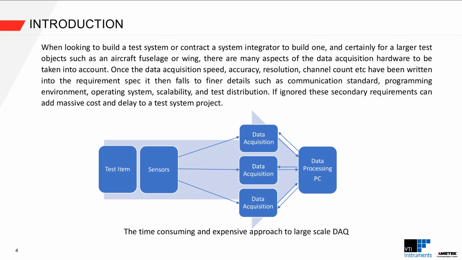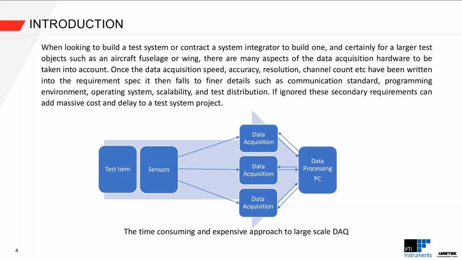Usually a system spec is developed for your test system, and it normally comprises things like what sort of data acquisition speed you want, the accuracy that you're looking for, your resolution, channel count, etc. And those are usually the basic requirements that are put into the first initial draft of a test system.